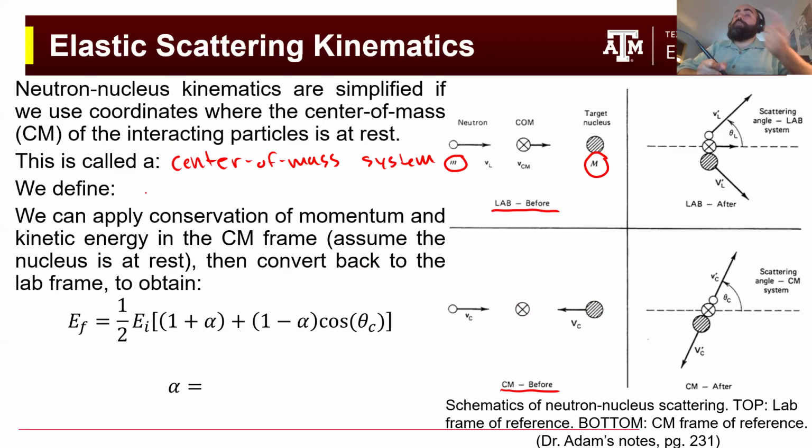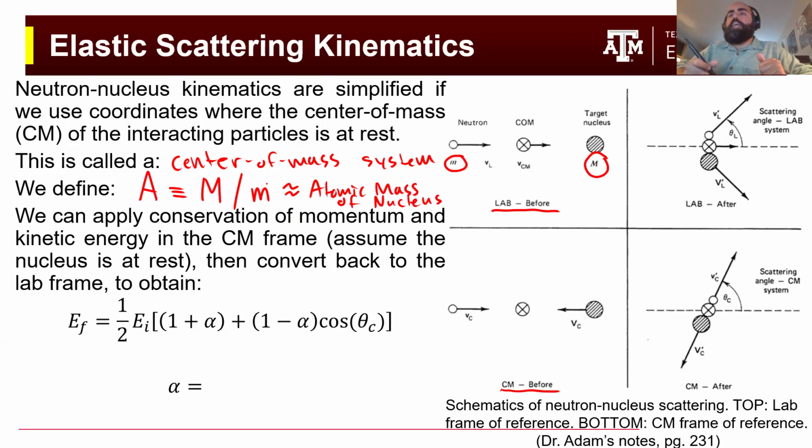In this process of going to a center of mass frame, we'll define some quantity called capital A, and this just represents the ratio of the nucleus mass to the neutron mass. The target nucleus is big M, the neutron mass is little m. And this is approximately the atomic mass of the nucleus. Technically, the neutron mass is not exactly one, so that's why this is approximately the atomic mass.